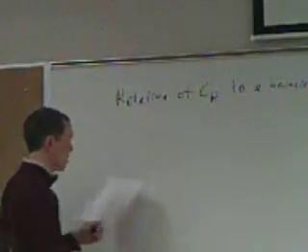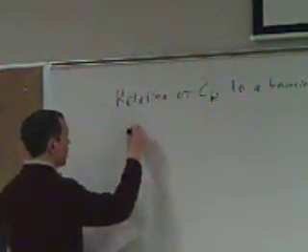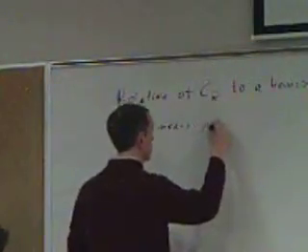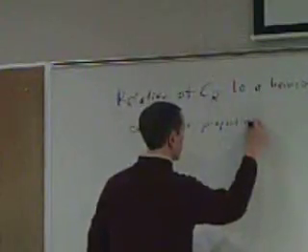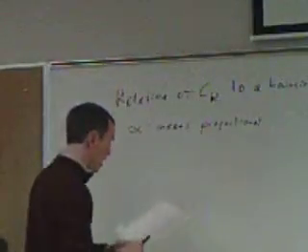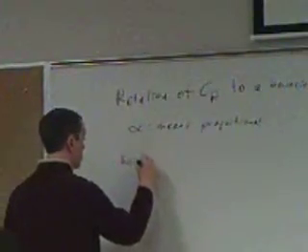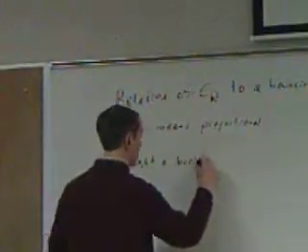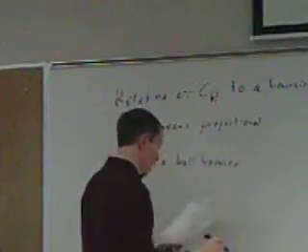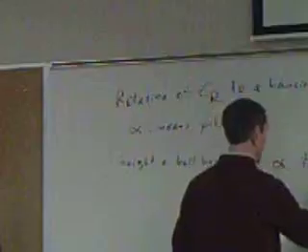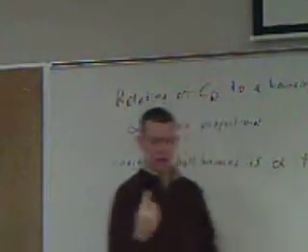So first of all, I just want to define a little symbol. This symbol right here means proportional. Okay? So the height of all bounces is proportional to v squared. So this is v squared coming up.